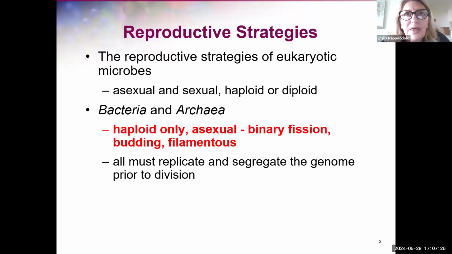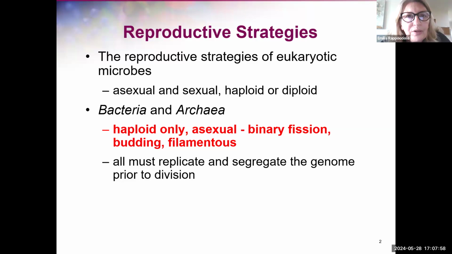And how cells divide, what is the mechanism that allows for cell division? Again, in prokaryotic cells, because there is no nucleus, we cannot talk about mitosis. We talk about a different type of cell division that is called binary fission. And this is true for all the prokaryotic microorganisms. Eukaryotic microorganisms have more options when it comes to division.